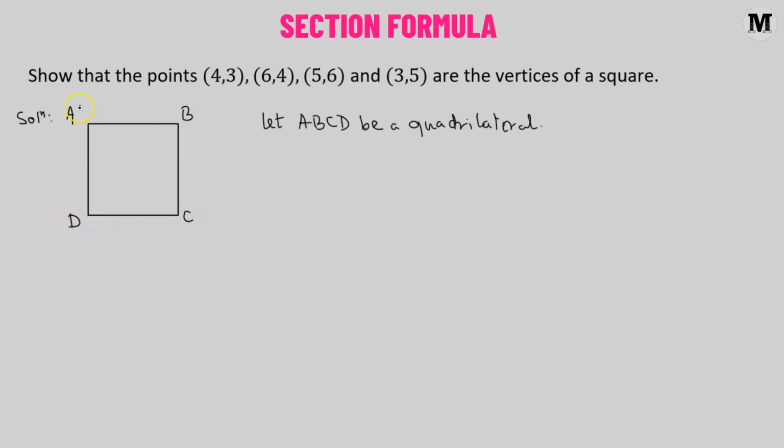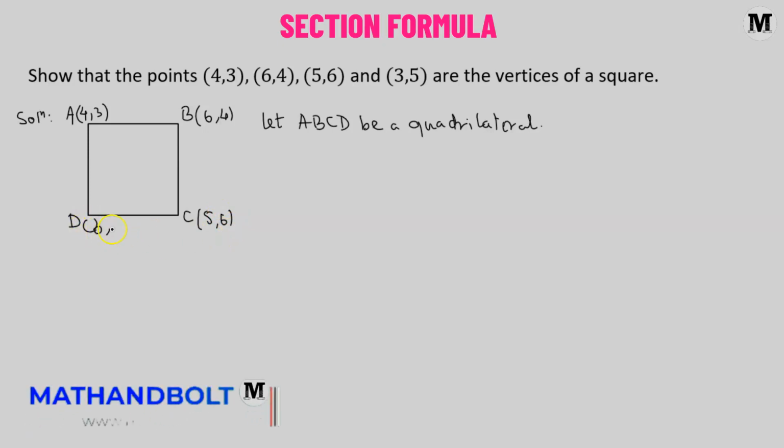And we will suppose that the vertices have the coordinates: A is (4, 3), B is (6, 4), C is (5, 6), and D is (3, 5). Now, in order to show that the quadrilateral ABCD is a square, first we can show that all the sides are of equal length.